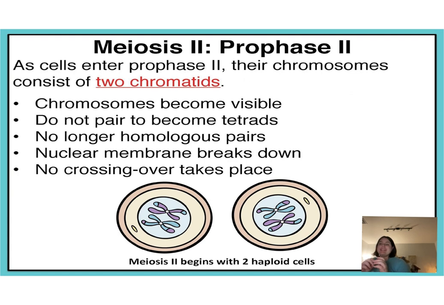The nuclear membrane still breaks down just like in prophase in mitosis, but no crossing over takes place. So we already had that crossing over. The chromosomes have already swapped pieces to mix up the genes. So that doesn't happen again.